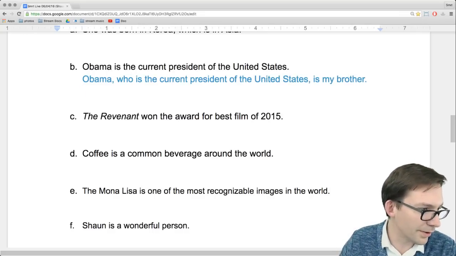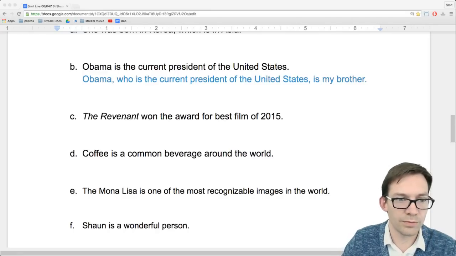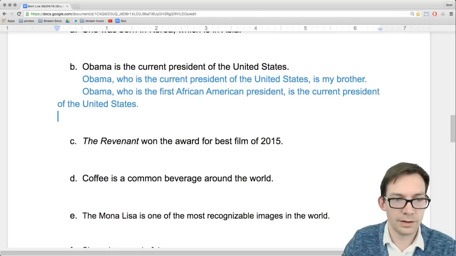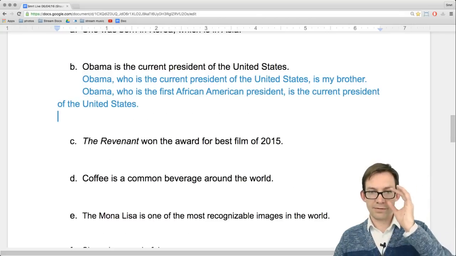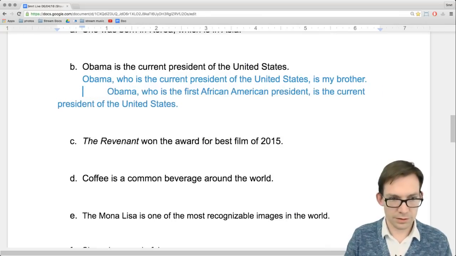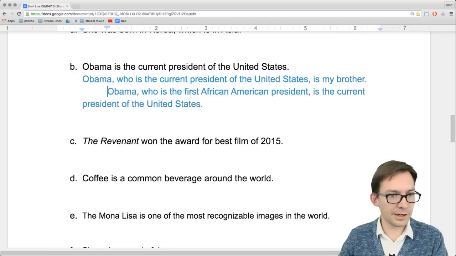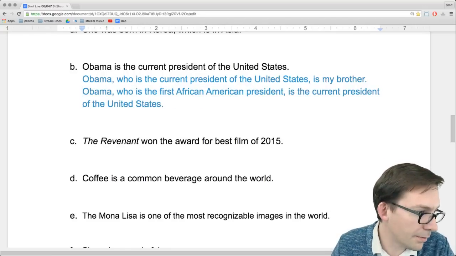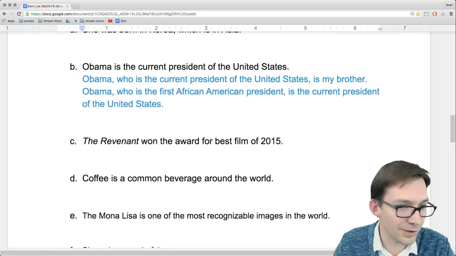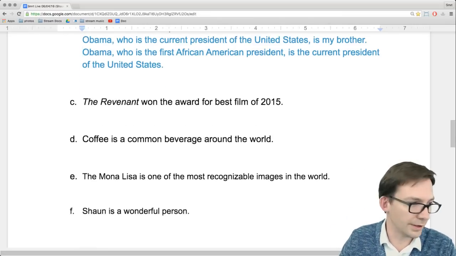Let me put another one up here. From Yomera. Let me put one more answer up here. Obama, who is the first African-American president, is the current president of the United States. That's right. Good. Good stuff. All right, and I've seen lots of good stuff coming in. I can't put them all up here, but that's really good. Okay, so what about C, the Revenant?